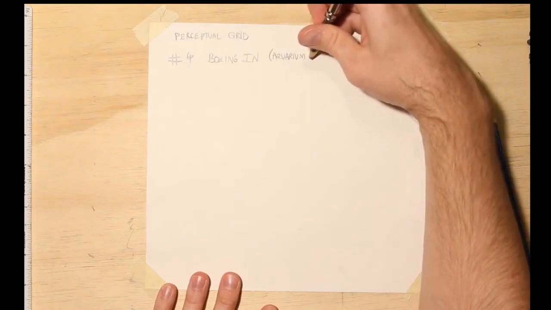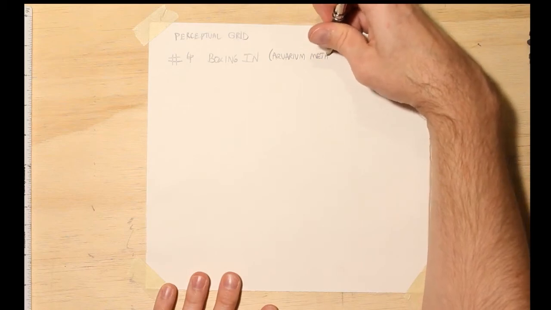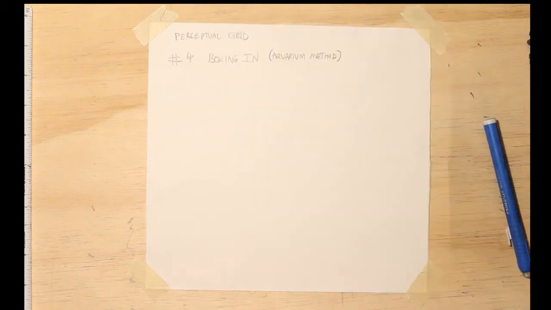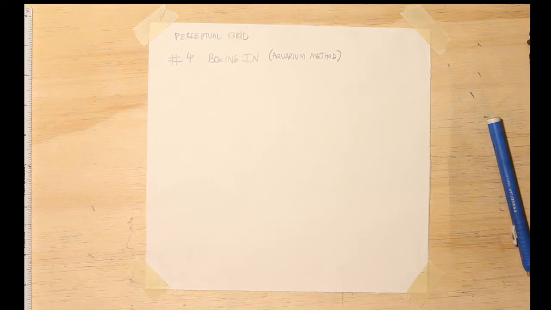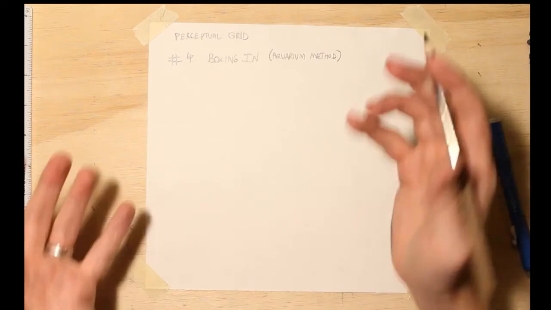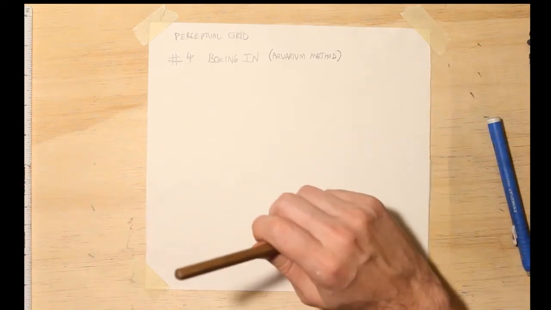That leads us into our fourth technique, boxing in. We sometimes call it the aquarium method, because it's like you're submerging objects in an aquarium. So we're going to stick with the term boxing in for the most part. Boxing in is when you take a complex object and reduce it to a really fundamental form, and you use that fundamental form as a basis for then later completing a more complex object within the fundamental form.